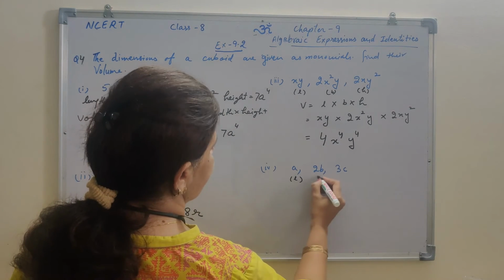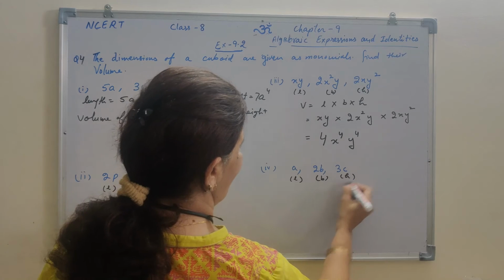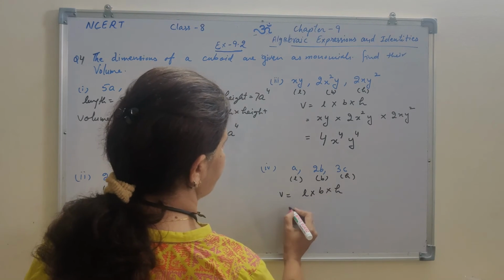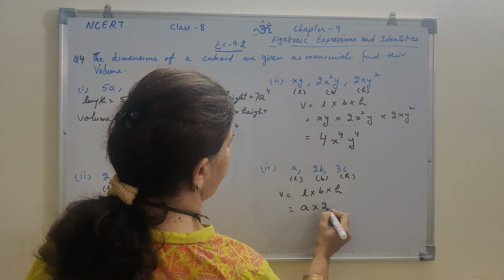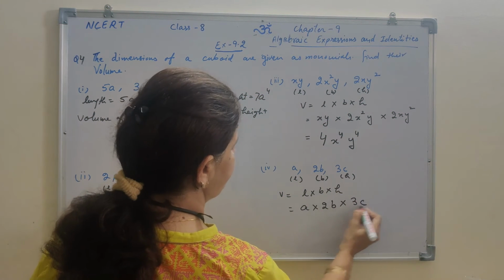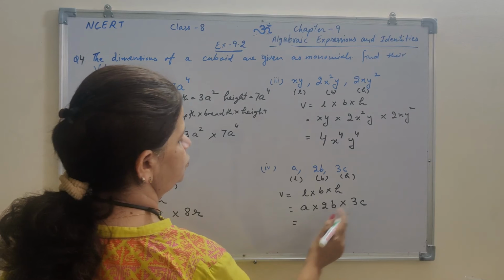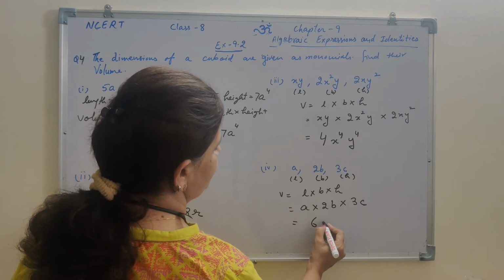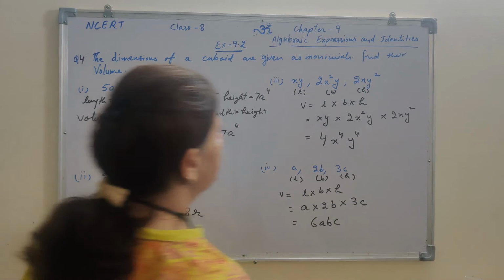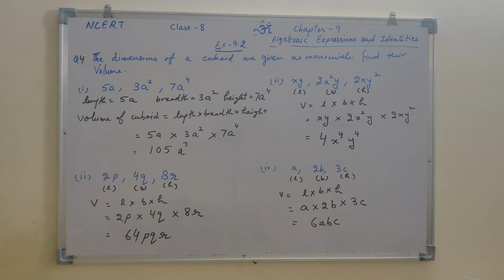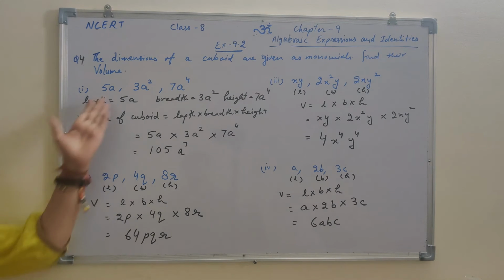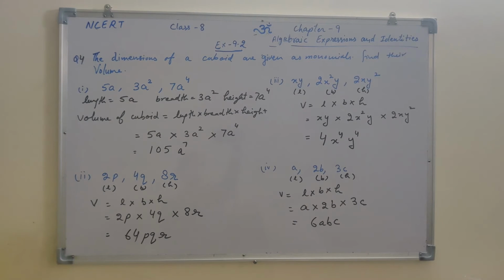Now see next, this is again L, B, H and the volume is L into B into H, that is A multiply 2B multiply 3C and it will become 2 3s are 6 and A, B, C. So they will be remain like this, A, B and C. So this way we have solved, find out the volume whose dimensions are given.